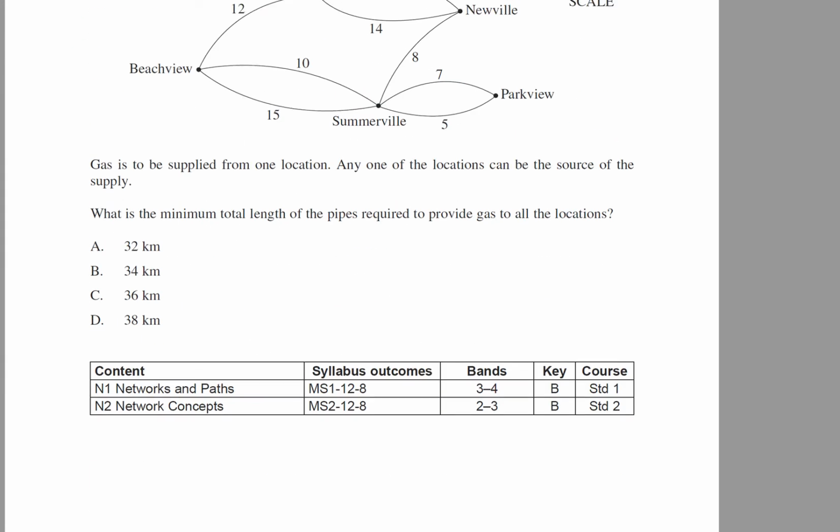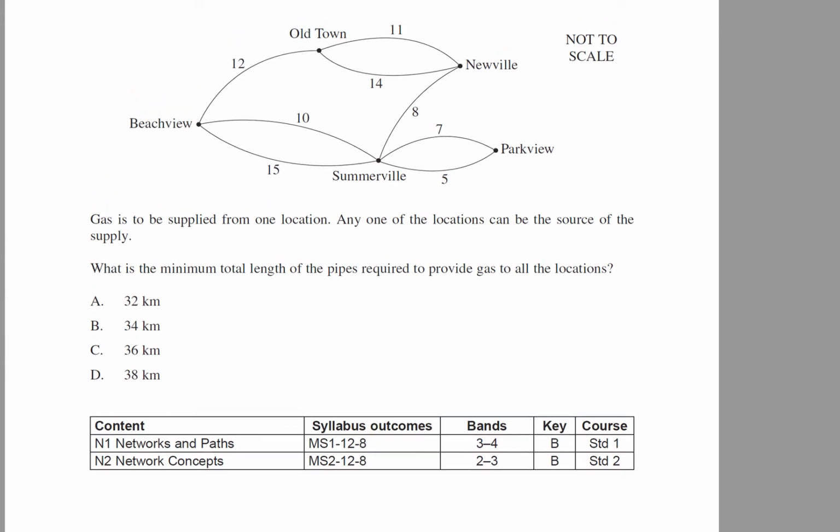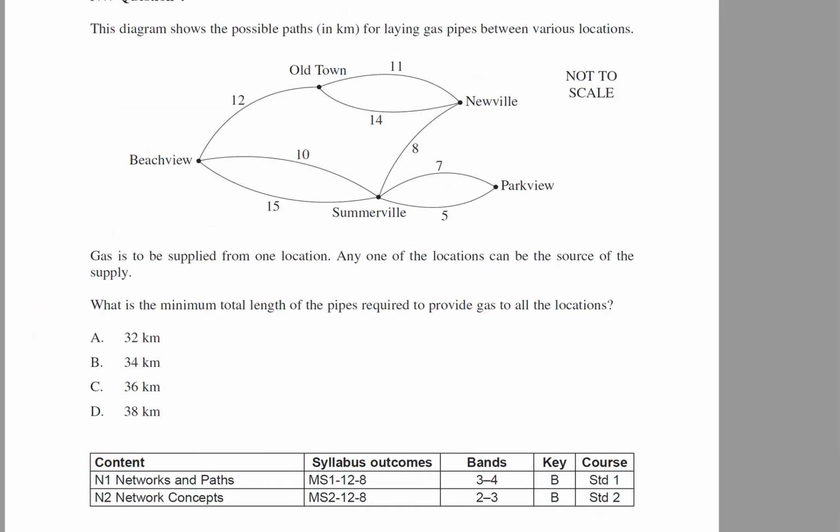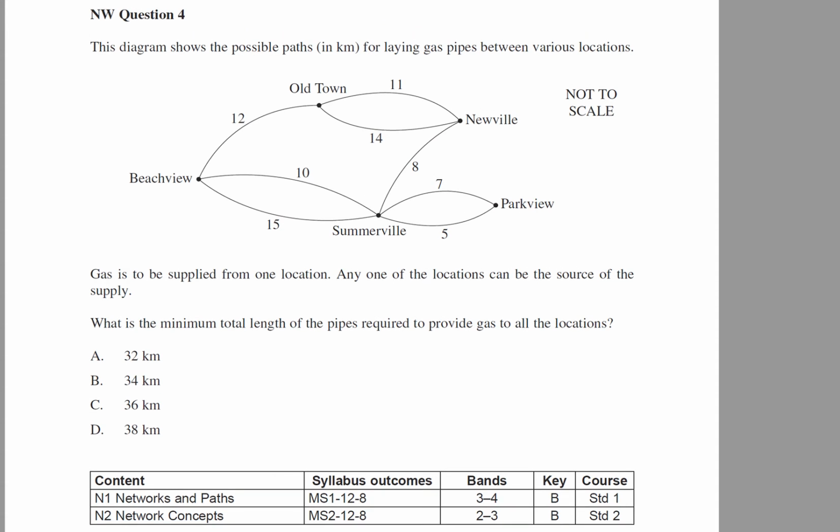We've done this question already. I will recap it again. So we have here that a minimum total length of pipes needs to be provided to all locations. Any one location can be the source of the supply.